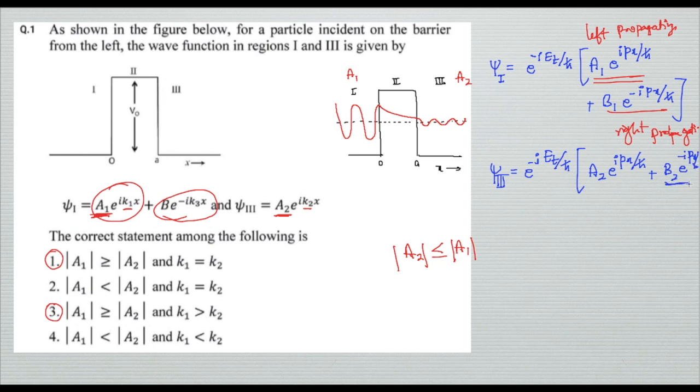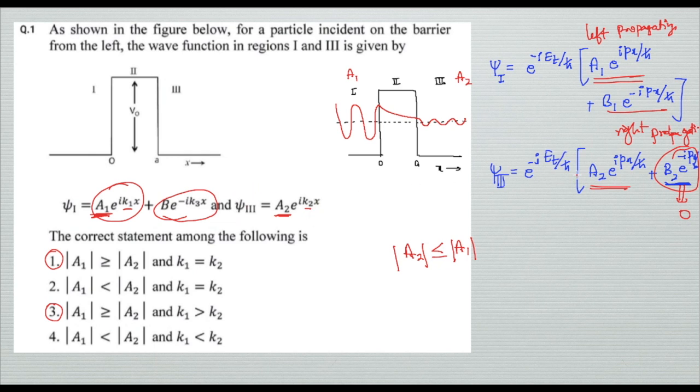Now this particular part will be 0 because in the third region there will be no backward propagating wave, because the propagation is only from the left side. There is no reflection happening in this. So there will be only the left propagating part, and this particular part will become equal to 0. So that's what it is shown. In the third part you can see there is just one term given to you.